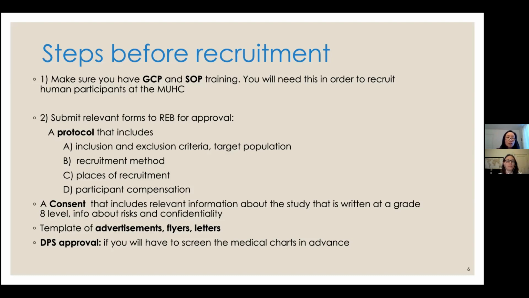And of course, there should be a consent form that details everything about the study, and it should be written at a grade 8 level so that most of the population can understand it. It should include information about risk and confidentiality. The REB also wants to know what your advertisements, flyers, and letters will look like. And sometimes you do need DPS approval if you need to screen the medical charts in advance.